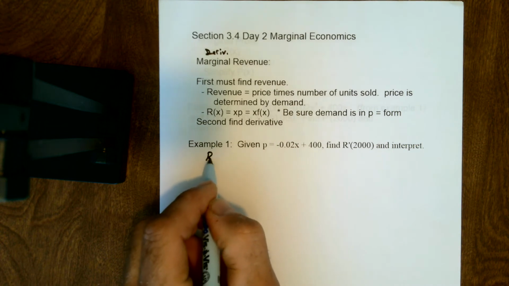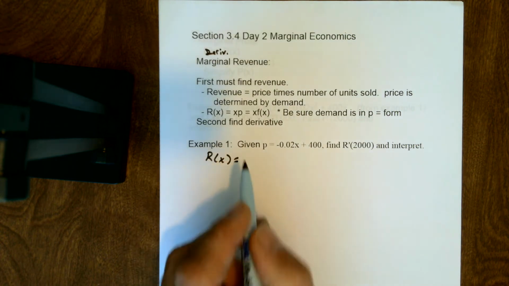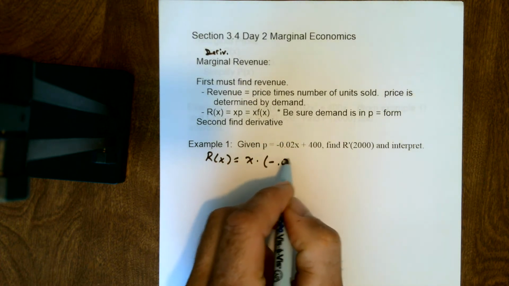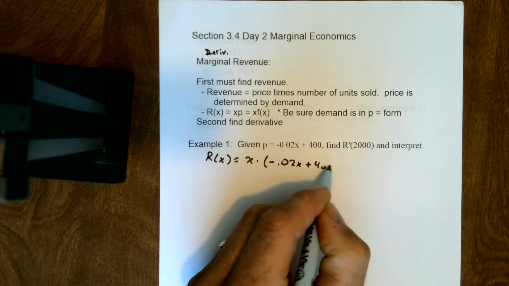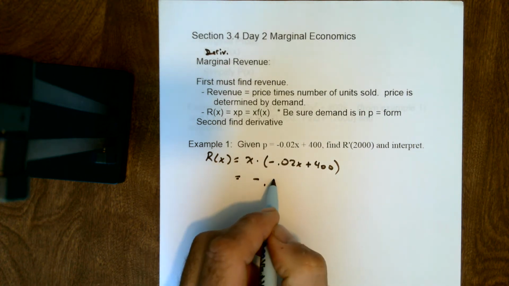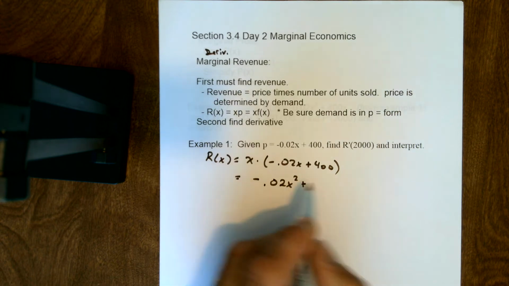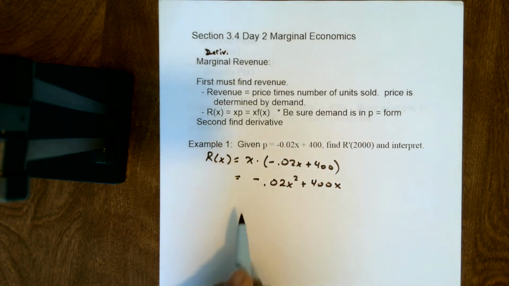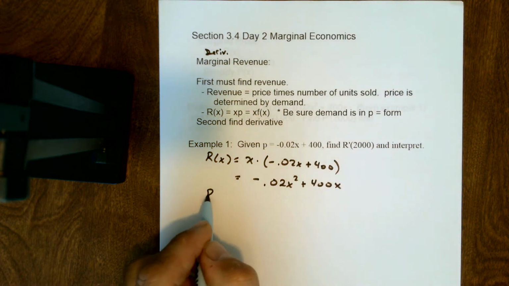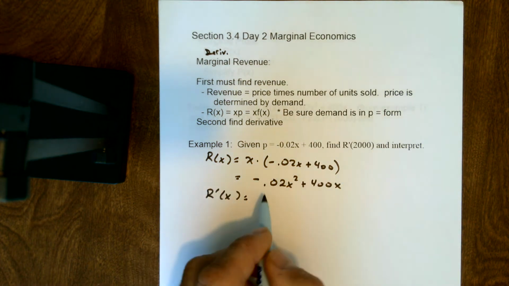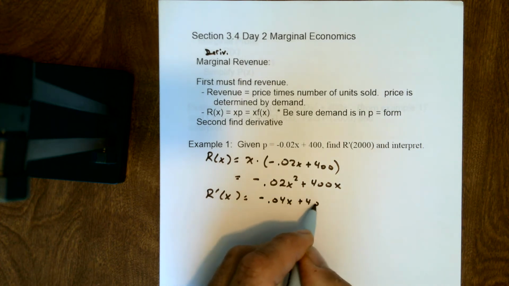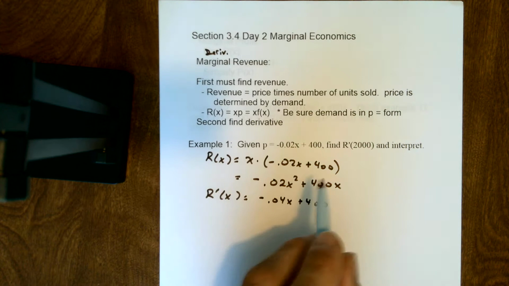So the first thing we're going to do for example 1 here is find our revenue function. We're going to take x and multiply it by the price, which is negative 1/200 x plus 400. We can go ahead and multiply that out: negative 1/200 x squared plus 400x. The question is asking us to find R prime of 2000. So first we find R prime of x, which gives us negative 1/100 x plus 400.